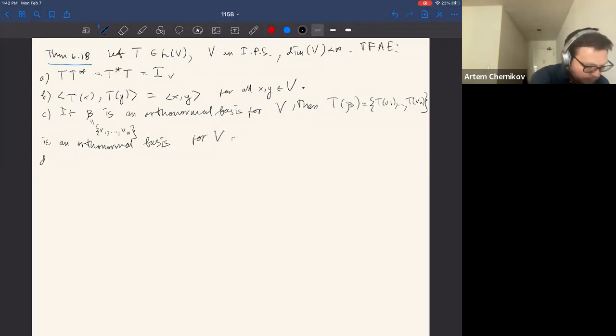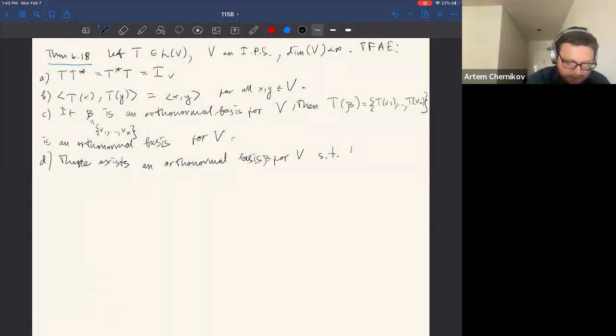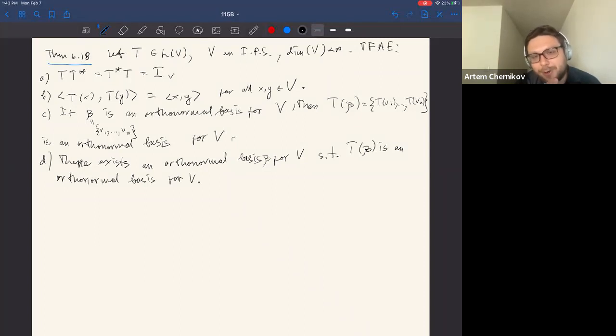Okay? So look, this is a property which of course is not true for a general linear operator, because you can, for example, take all vectors in the basis, and they can all be sent by T to 0, right? But what we see here is that if the lengths of the vectors are preserved, then basis goes to basis, as long as it's orthonormal. So angles are preserved. That's basically the point. Well, that was C. Part D: there exists an orthonormal basis, let's say beta, for V, such that T of beta is an orthonormal basis for V. Note in particular, when we prove that C is equivalent to D, what it tells us is that if T preserves some orthonormal basis, then it preserves all of them. It preserves the property of being an orthonormal basis.